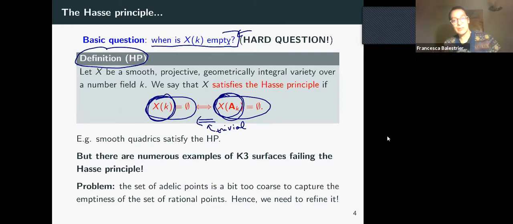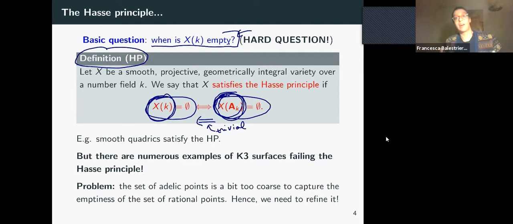Of course, there are many examples of families of varieties satisfying the Hasse principle. Here I'm just giving you the basic ones: smooth quadrics over a number field satisfy the Hasse principle. But there are also many examples of varieties, and in particular of K3 surfaces and Kummer varieties, failing the Hasse principle. The problem tends to be, in general, that this set of adelic points is a bit too big, a bit too coarse to capture in many scenarios the emptiness of the set of rational points. That's the main difficulty.